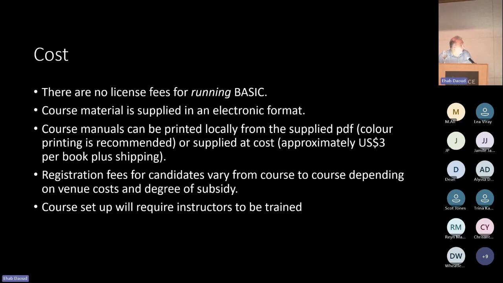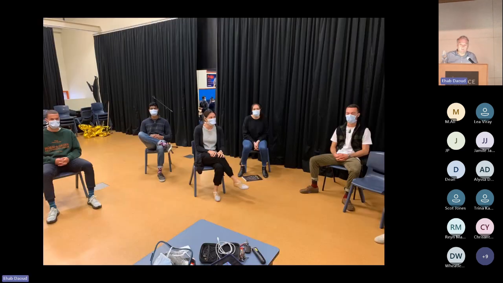Registration fees for the course, we allow people to charge a registration fee based on the costs and venues and the degree of subsidy they get from sponsors. And obviously, we need people. Now, during COVID, we managed to train a lot of people in New Zealand and overseas.